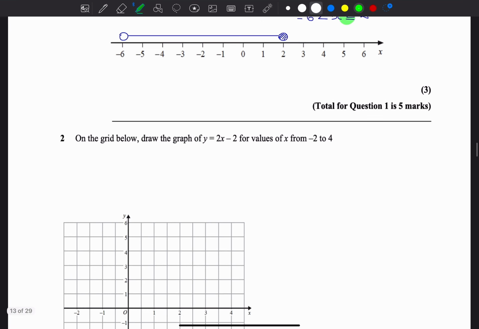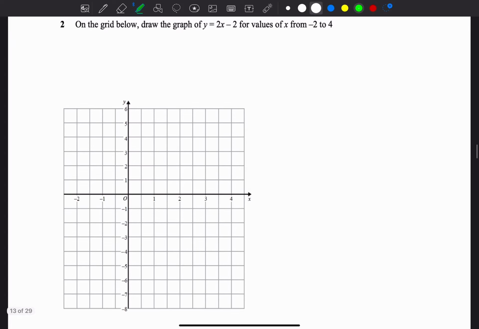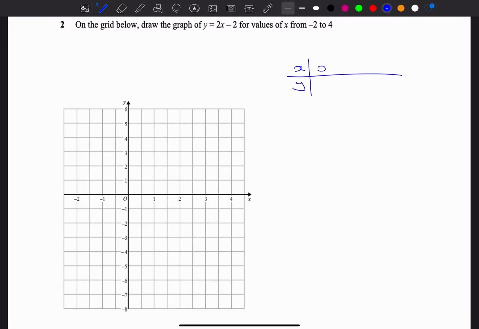Okay, the graph is here. We want to sketch x-axis, y-axis. I'm just going to put a couple of coordinates. X is 0, 1. That's enough. If I put 0, so 2 bracket 0 minus 2, that's just minus 2. And if I put 1, so 2 bracket 1 minus 2, that's 2 times 2 take away 2 is 0. So 0, minus 2, and then 1, 0.